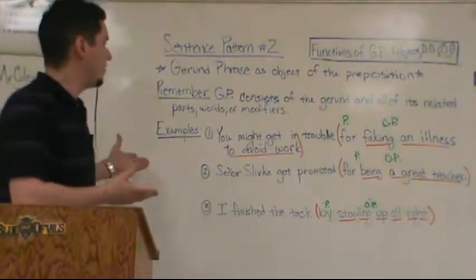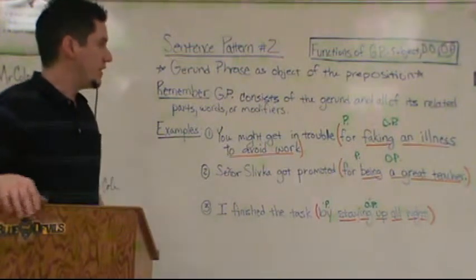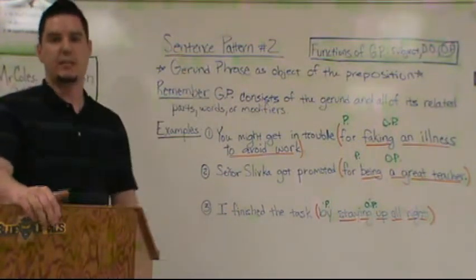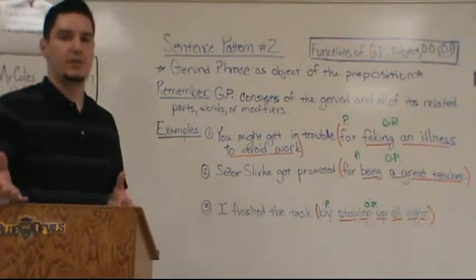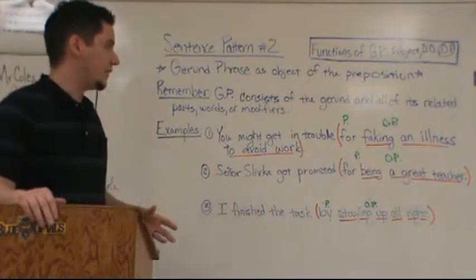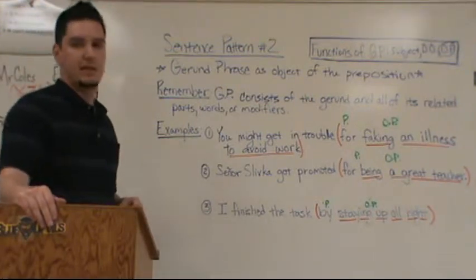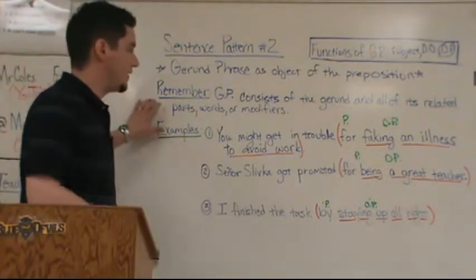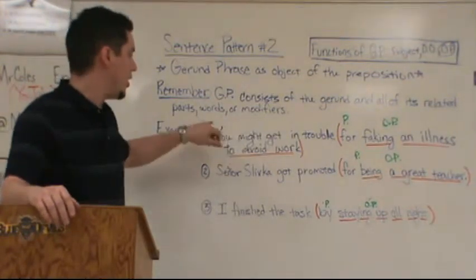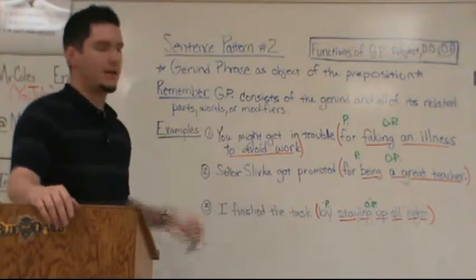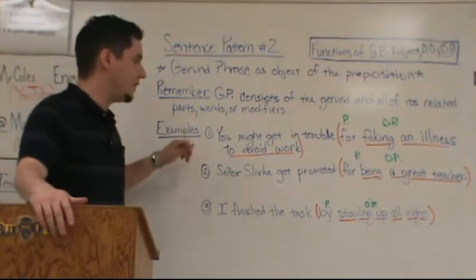Okay, we're back and we're on to the second sentence pattern, which is gerund phrases being used as the object of the preposition. For review, we already talked about gerund phrases being used as a subject or a direct object, but in this case we're looking at them being used as the object of the preposition. Something to remember, the gerund phrase consists of the gerund and all of its related words or modifiers. All right, so let's take a look at a few examples here.